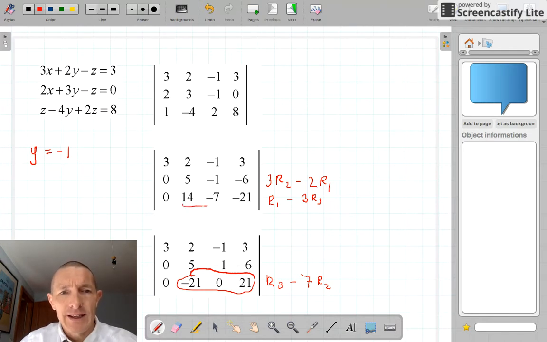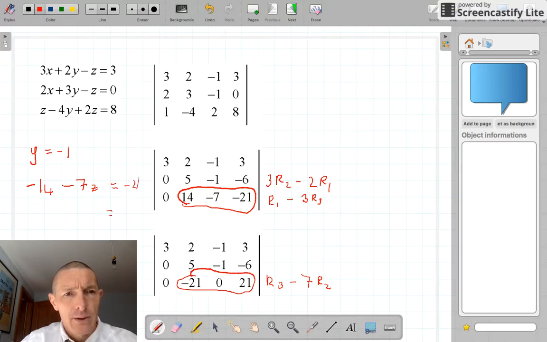Let's look at this line here, which just has the z's in it. So we're going to have 14, and y is minus 1, so that's going to be minus 14 minus 7z's equals minus 21. So basically 7z, add 21 to both sides, is 7. So z is 1.